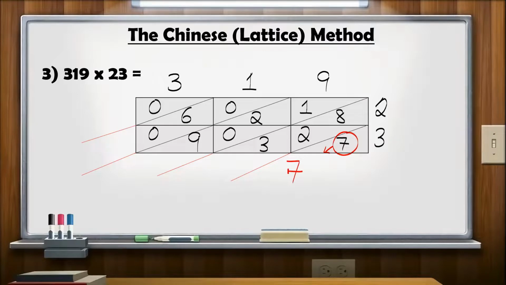My next diagonal column has 3 numbers, the number 8, the number 2, and the number 3. I'm going to add these 3 numbers together. So 8 plus 2 is 10, plus the 3 is 13. Now, as you would in a normal column addition, I will place my units here, and I will carry over my tens.